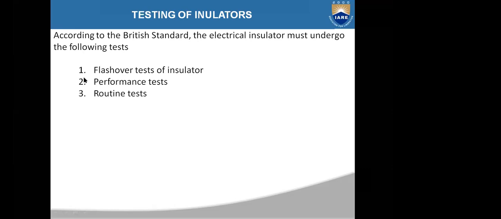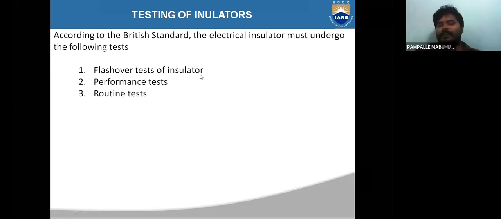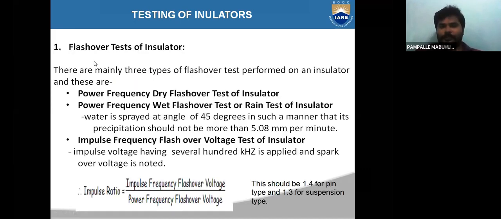Again, each will have different tests, so let us discuss here. First, the flashover test of the insulator. Under this flashover test, you will have 3 types of tests: the power frequency dry flashover test, the power frequency wet flashover test, which is also called the rain test, and the impulse frequency flashover voltage test. So these are the 3 flashover tests.